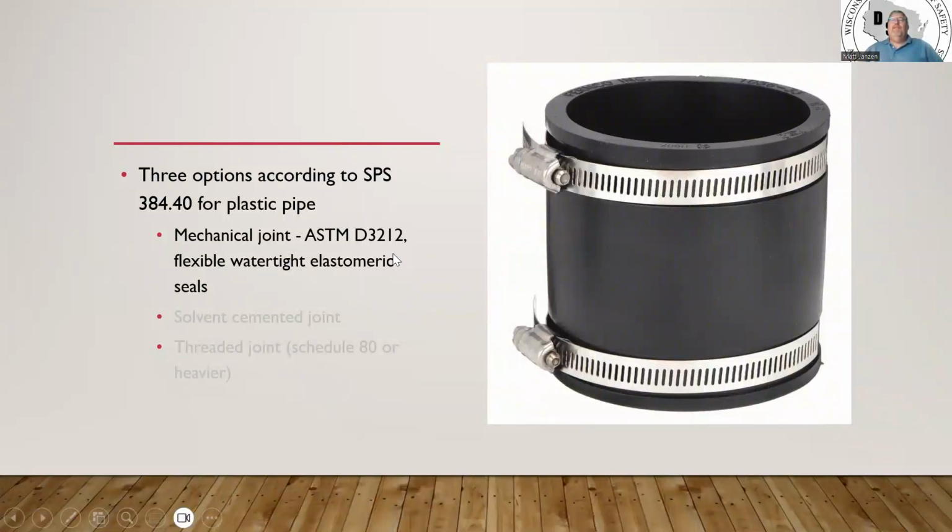Now, the first one is a mechanical joint, and the mechanical joint is listed. It's not a push-on joint, but a mechanical joint is through ASTM D3212, which handles flexible, watertight, elastomeric seals. So basically like the Fernco couplings. That's what they're talking about for a mechanical joint, not a friction fit joint. So you put the rubber Fernco on, these bands anchor it down. So that would be one option.